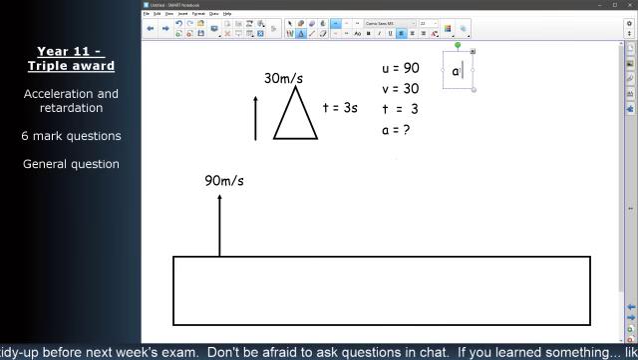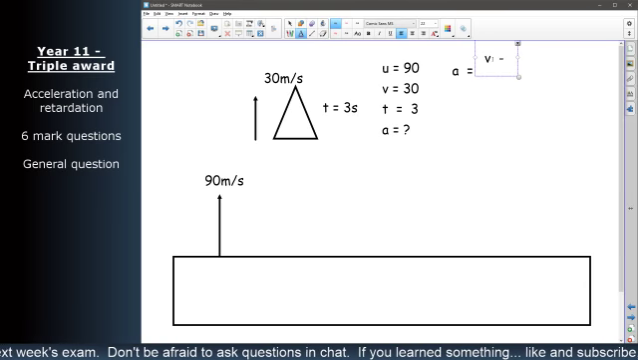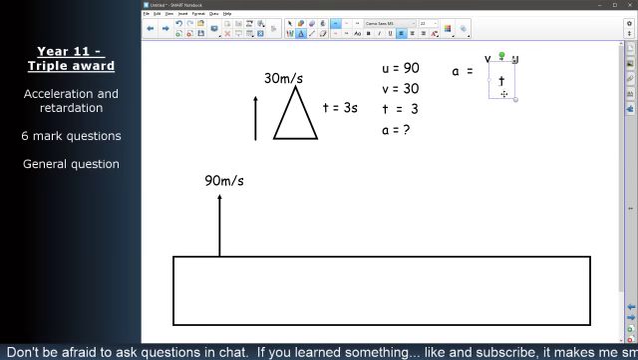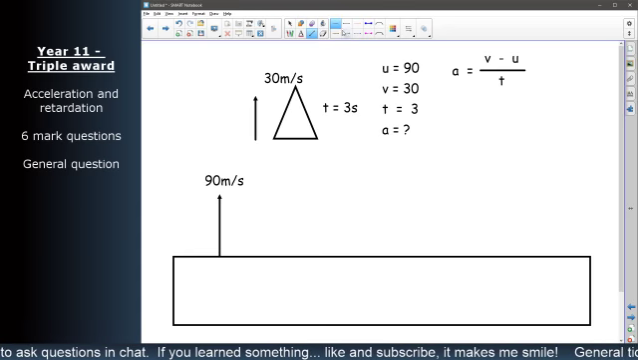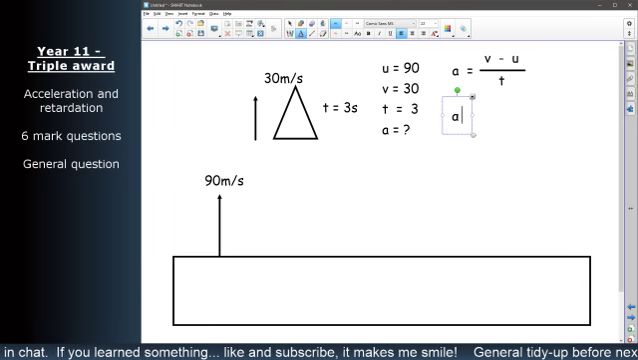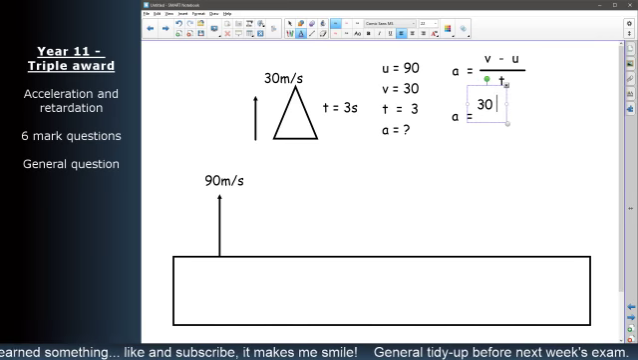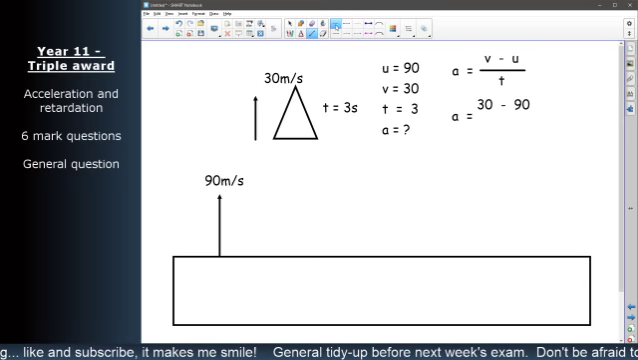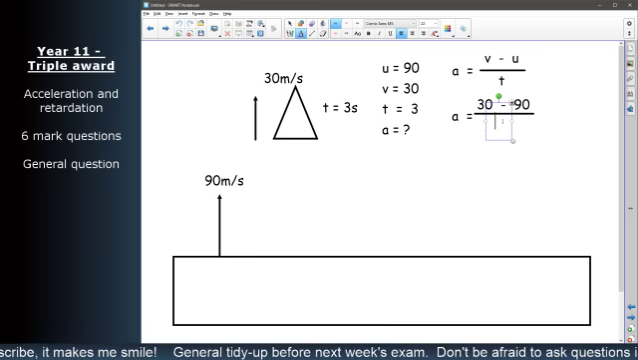So a equals v take away u over t again. We'll pop the t in, divided by t. Get myself a little equation. The only thing this package needs is a good equation writer, and then it would be beautiful. I wonder if the new version does. Anyway, so a equals v, which is 30, take away 90, and we should be panicking at this stage because 30 take away 90 is not going to be a lot of fun. Divided by 3.